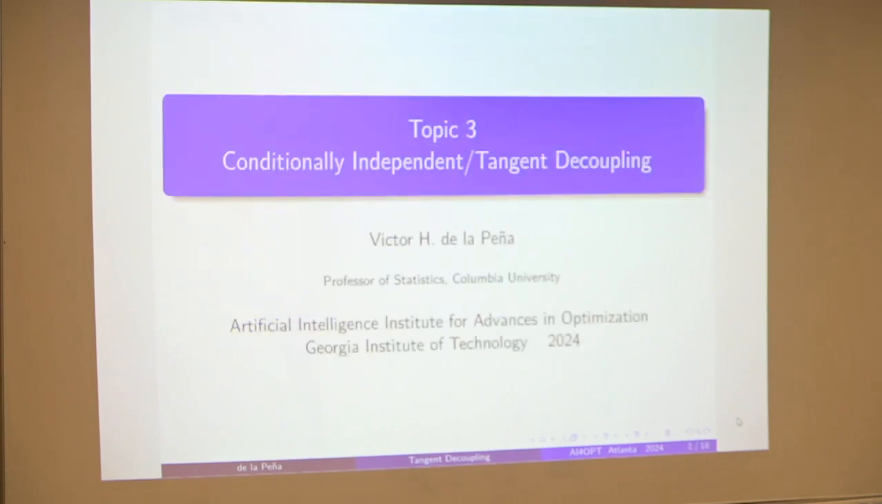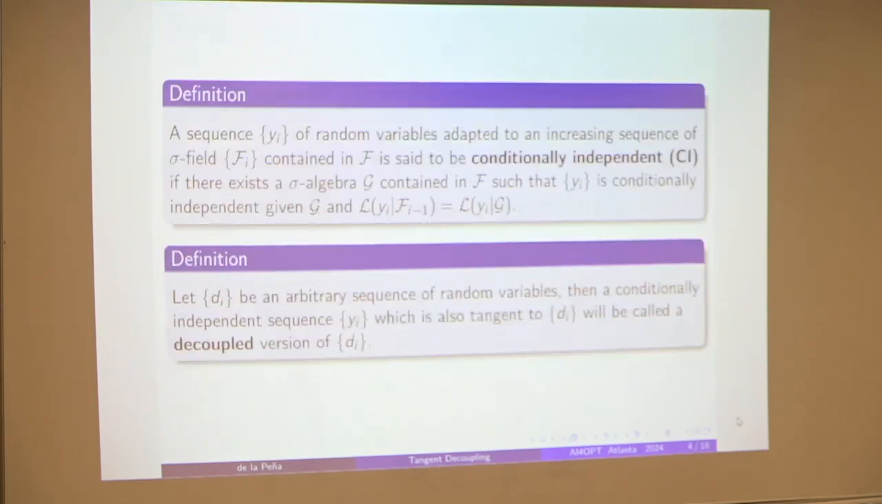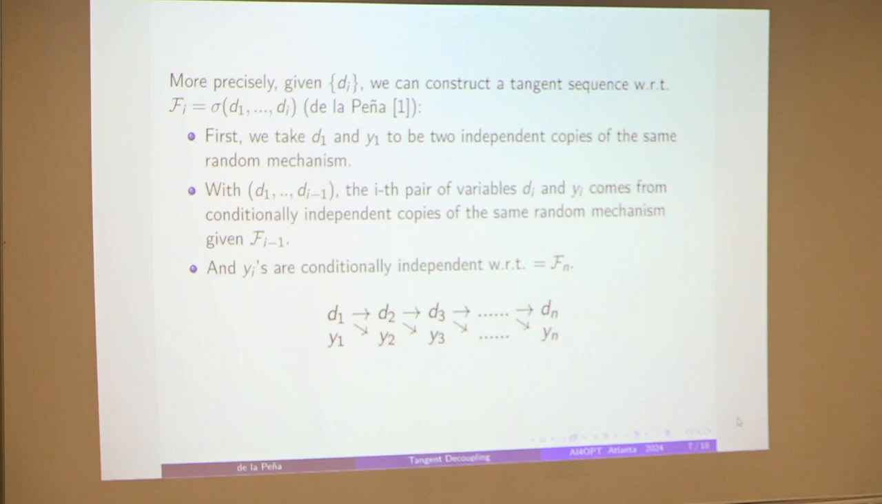Before I created this diagram, it was not clear how to come up with the y's. There could be other tangent sequences and another sigma algebra for which these ones are conditionally independent. But this graph helped me make clear how one can construct a sequence.